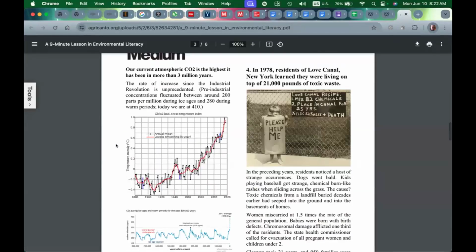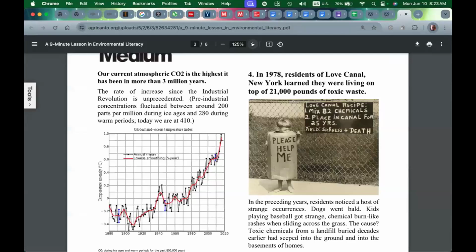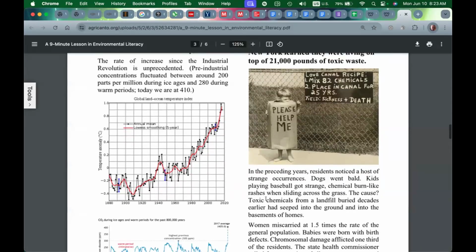Number 4 is toxicity. Places like Love Canal, dumping. Everywhere. Look at the issue in Los Angeles for us: what about uncapped oil and gas wells, which are in residential neighborhoods all over LA.